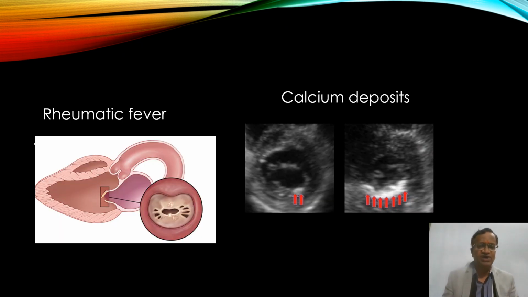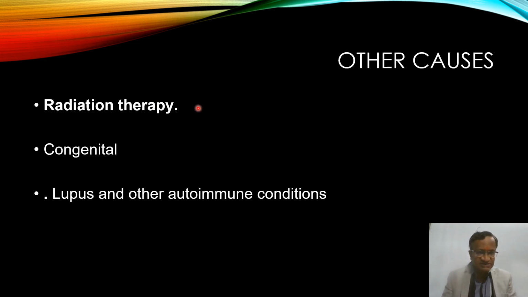Now, what are the causes? The commonest cause is rheumatic fever. Slowly, 1 or 2 years after an attack of rheumatic fever, the symptoms begin to come, and usually become manifest at around 30 years in females. There may be calcium deposits. There may be other causes like radiation therapy, congenital, lupus, and other autoimmune conditions. Whenever you say mitral stenosis, my professor used to say there are 3 causes: 1 rheumatic, 2 rheumatic, 3 rheumatic. That is how our professor taught us.